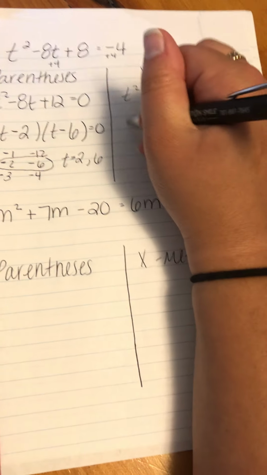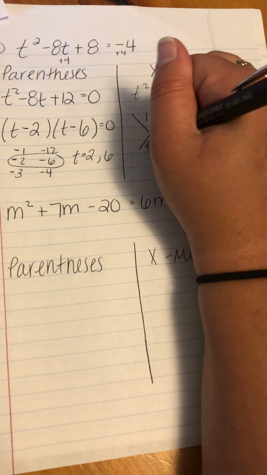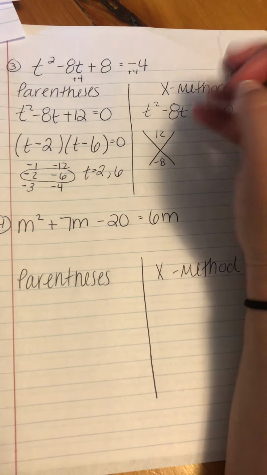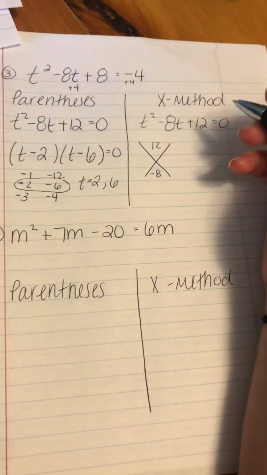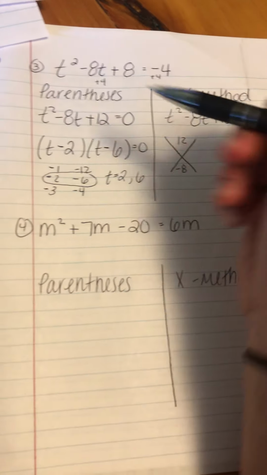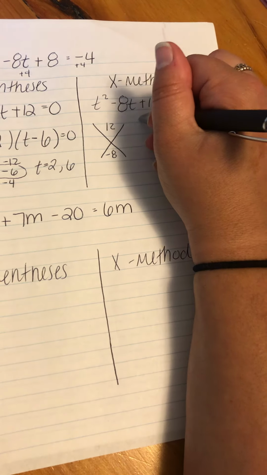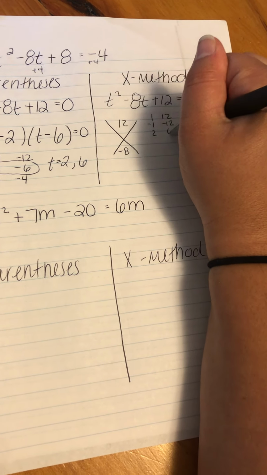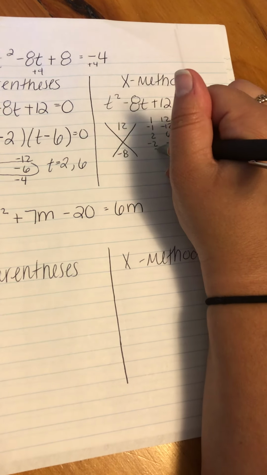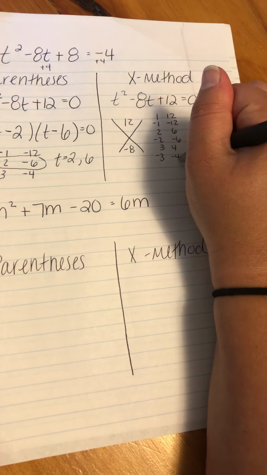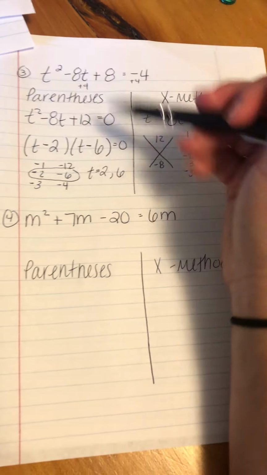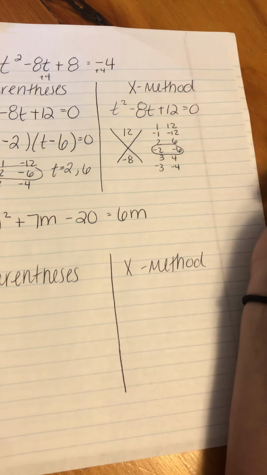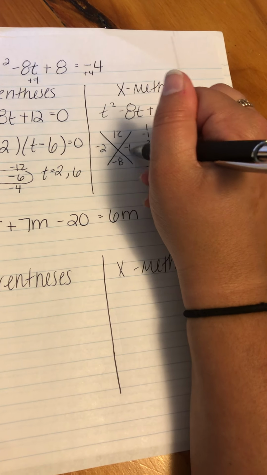Using the X method, again, 12 goes on the top, -8 goes on the bottom. So you always take the sign. And if I listed all my factors, this time I would literally list every single type of factor, not just the negatives. So I'd list 1 and 12, -1, -12, 2 and 6, -2, -6, 3, 4, and -3, -4. Again, if I didn't do this whole process first, we would find that -2, -6 are going to be our left and our right side here.